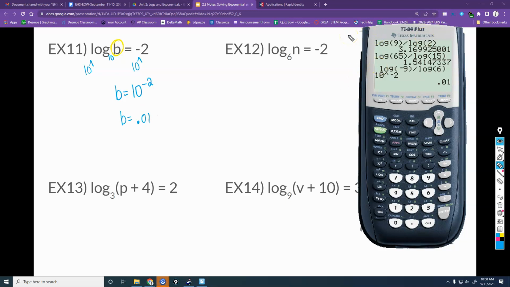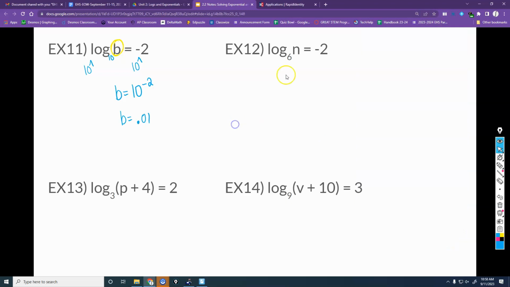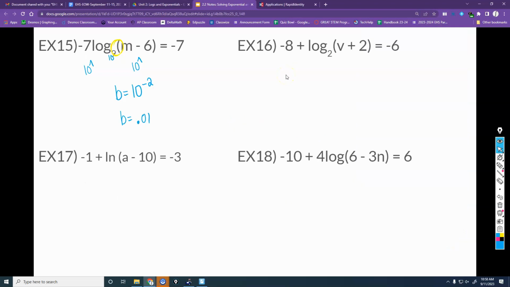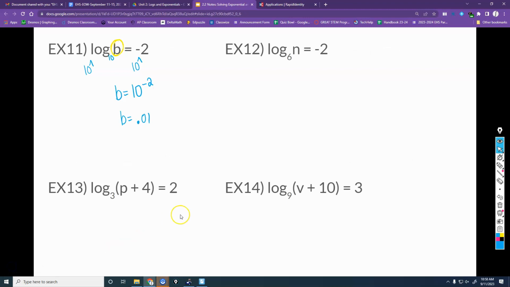Okay. All right, let's see. I'm going to skip down here to 13 because I've got lots of problems here. We don't necessarily need to do all of them. So for 13, Easton, I need to solve for that P, but it's on the inside of a log, so what am I going to have to do? How could I get rid of that log?